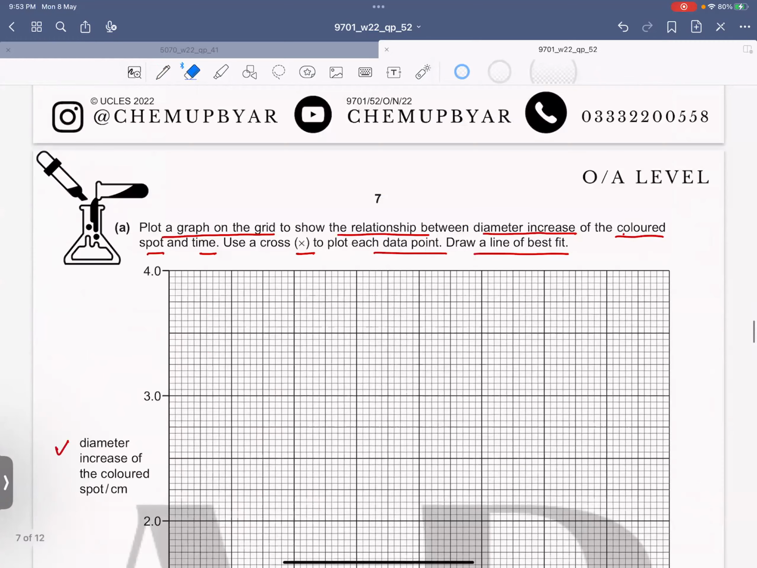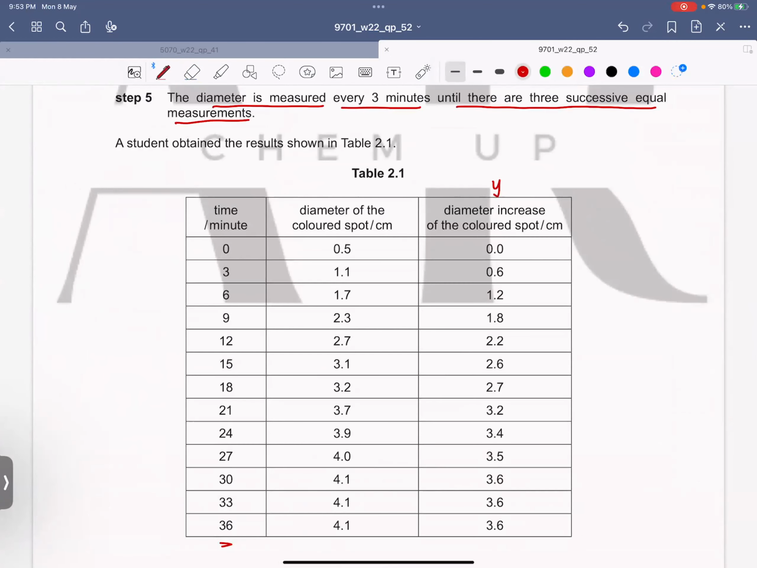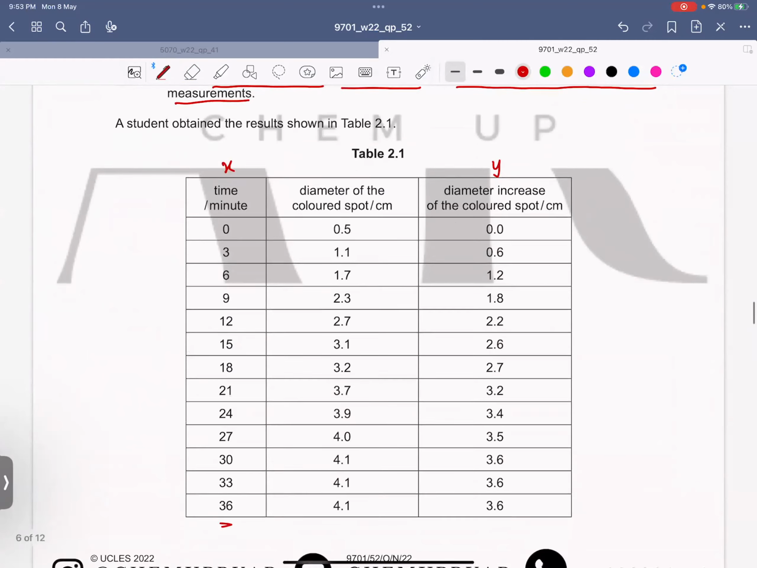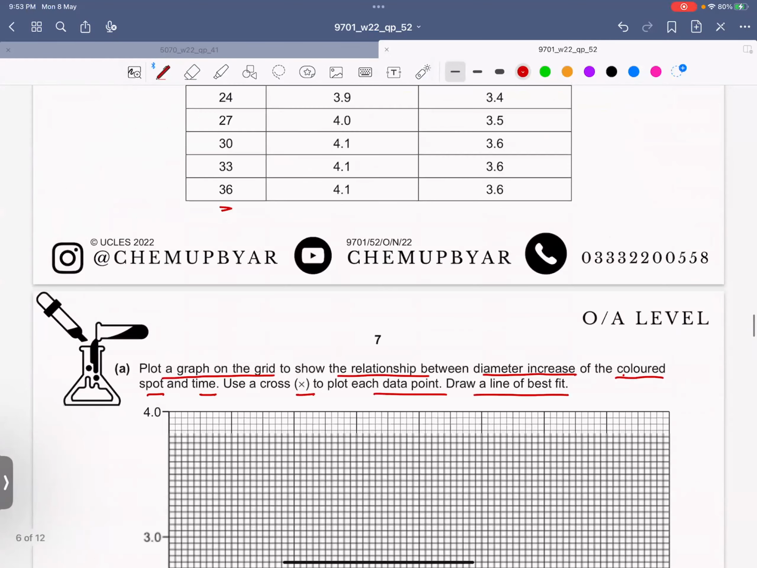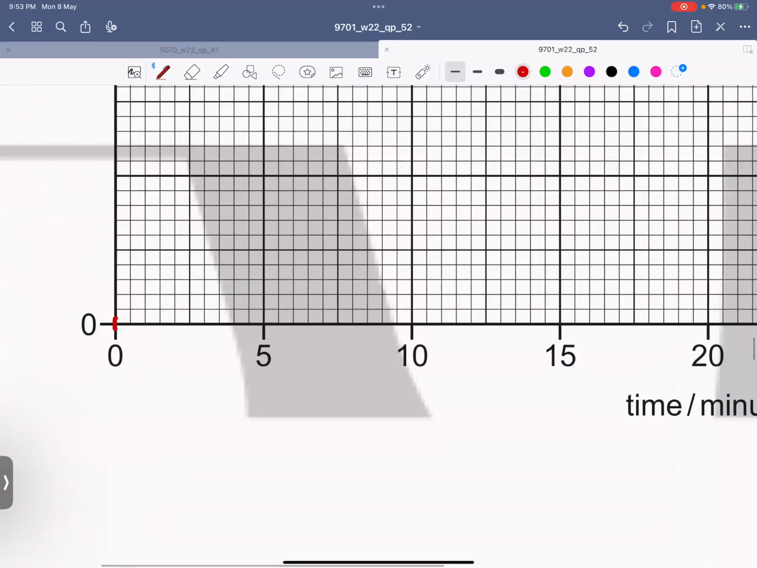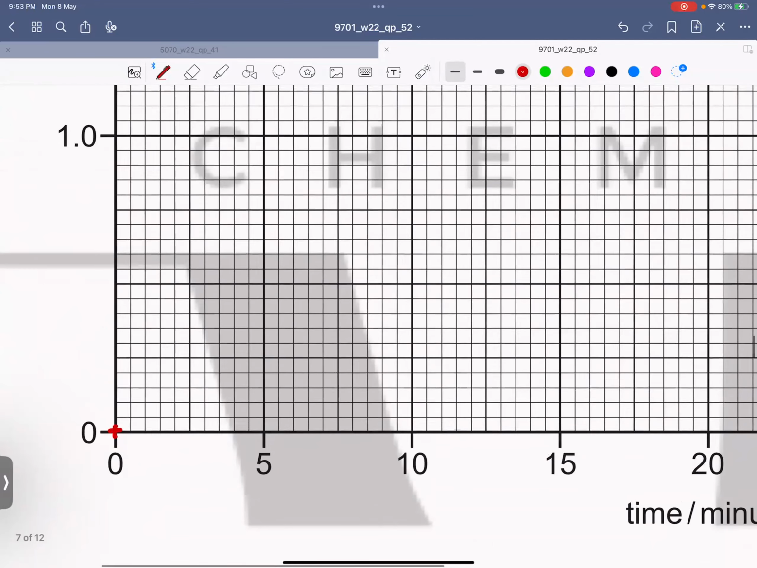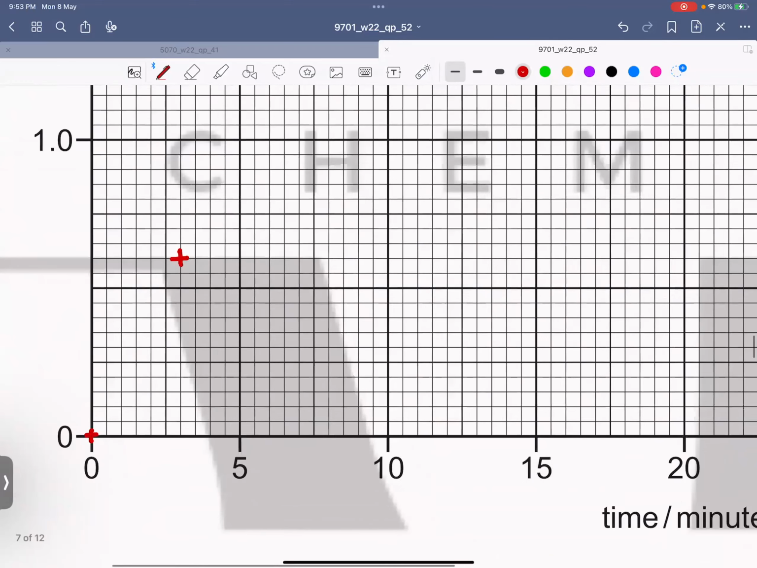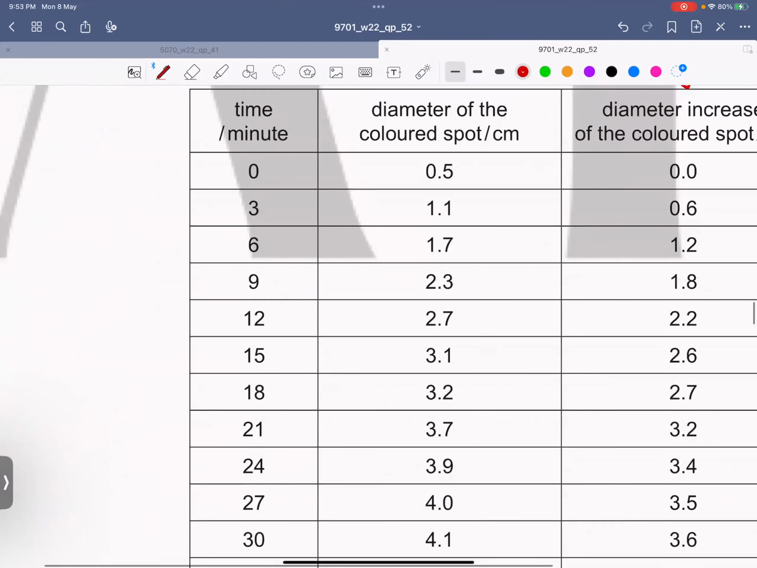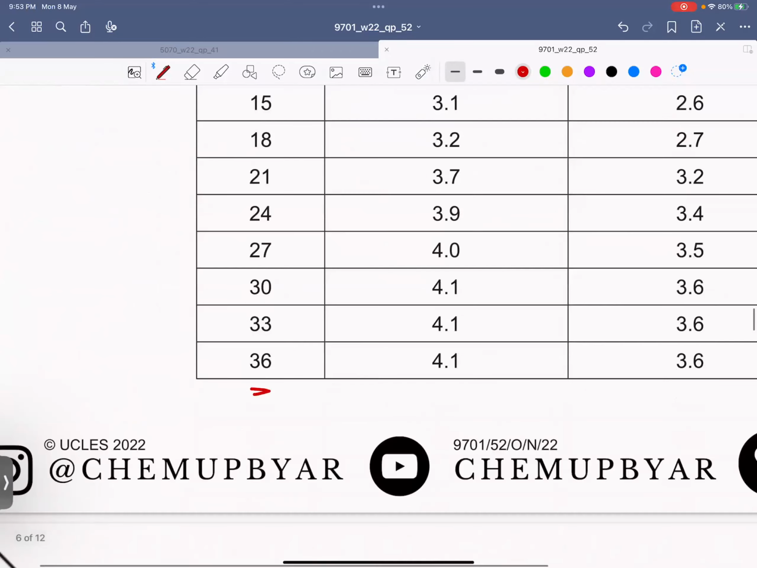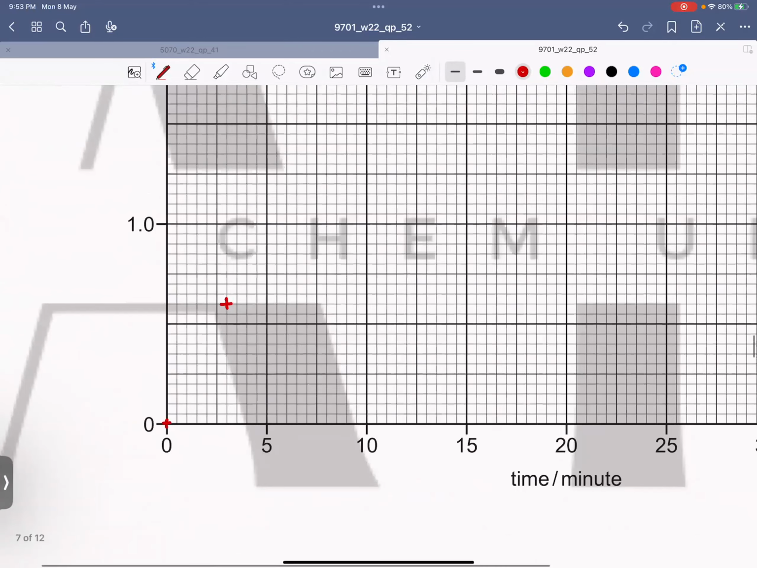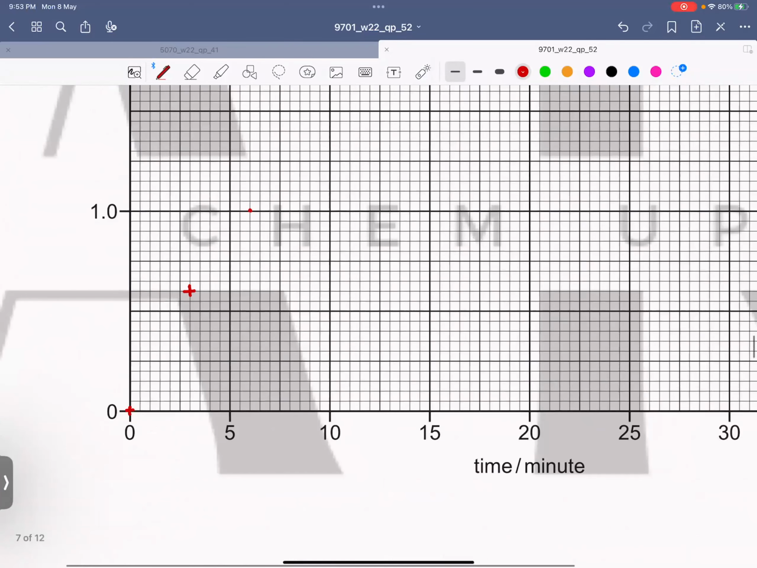So this is our y-axis, and this is our x-axis. So 0 and 0 and 3 and 0.6. Okay, so we will start from here. At 3, it's 0.6. So it would be over here. And then at 6, it's 1.2.